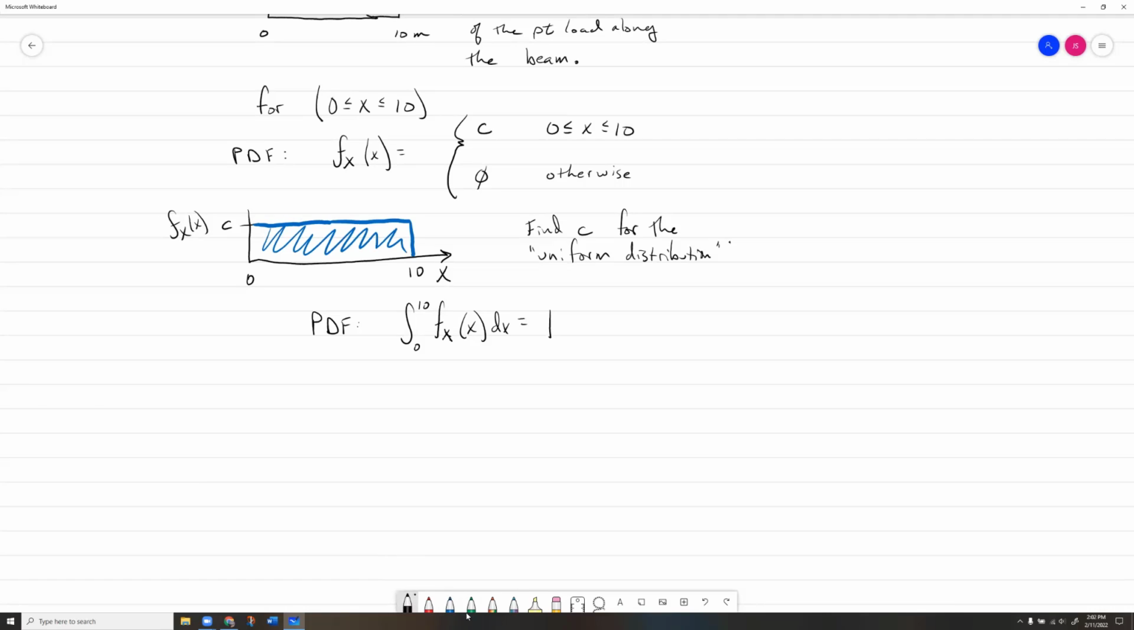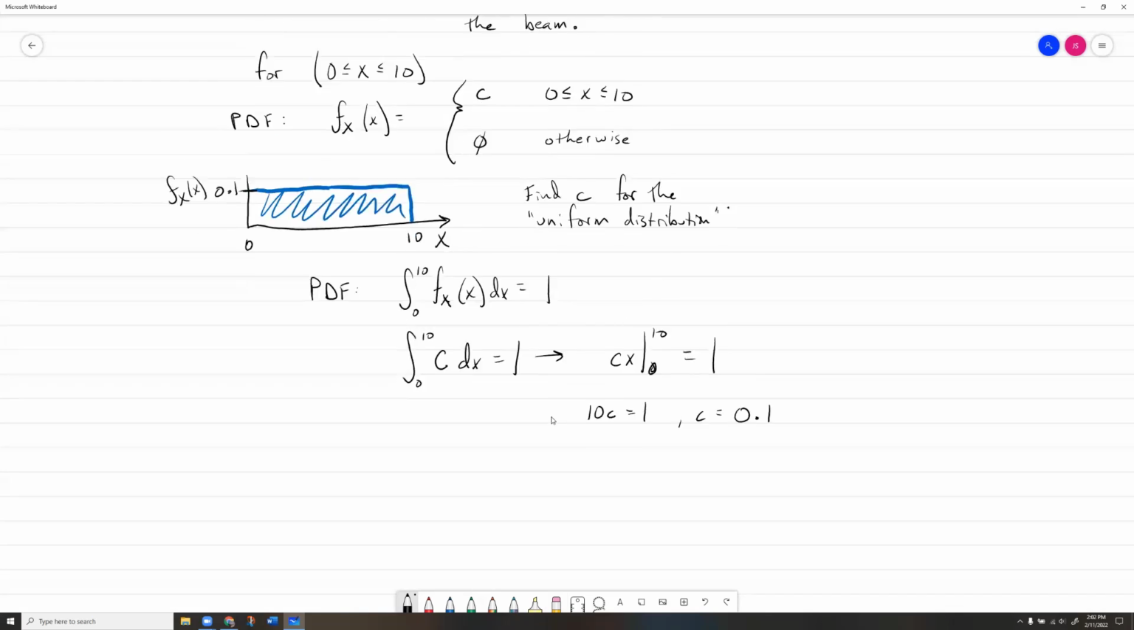Kind of a mathematical definition of that. So we can actually do that, and we'll just say, okay, from 0 to 10, our function is just a constant, c, dx is equal to 1. And so if we integrate it, we should just get cx from 0 to 10 is equal to 1. And then this just ends up being 10c is equal to 1, and then c is equal to 0.1. So now we can go back in there and erase that variable and put in the value of 0.1. So that is our uniform distribution.